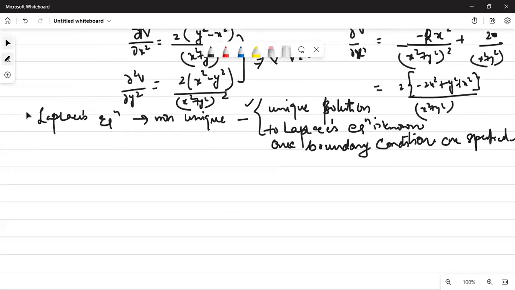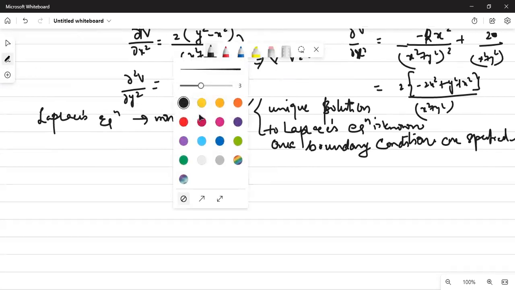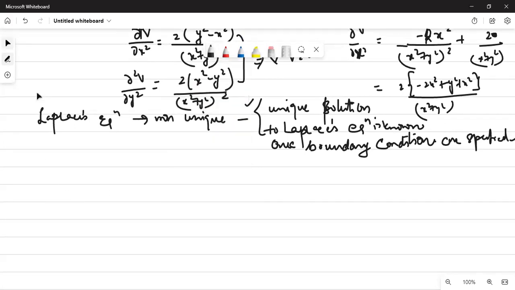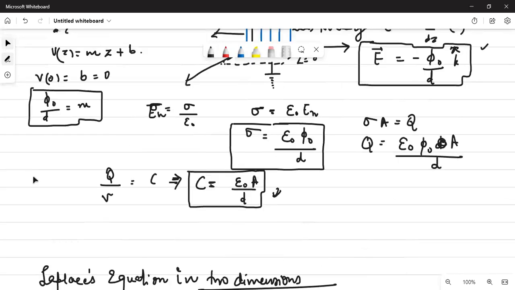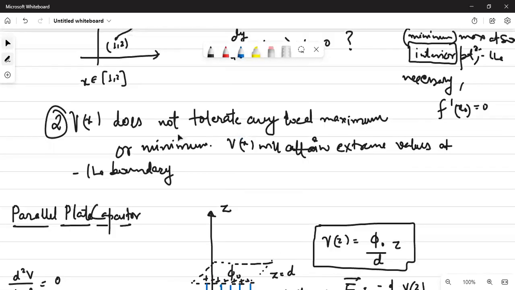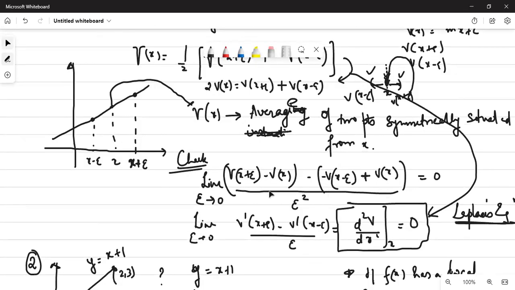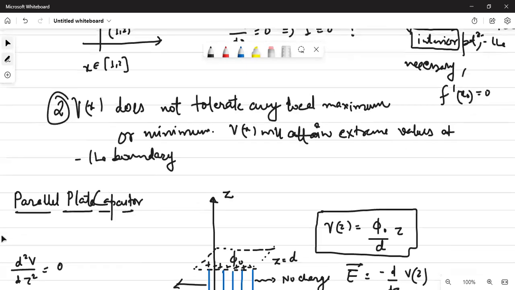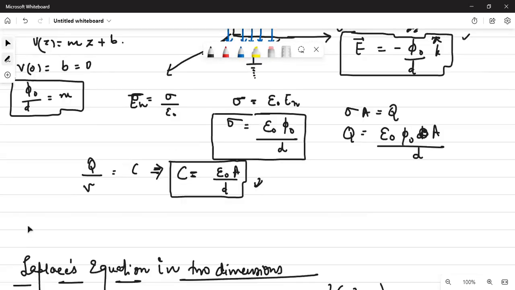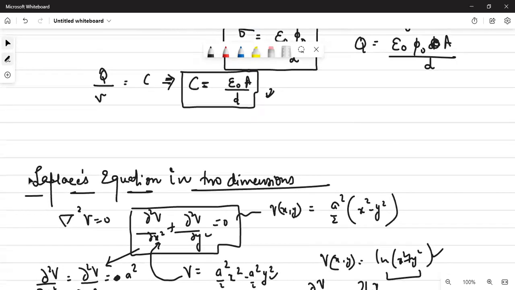Let us draw our attention to one of the analogous results, quite analogous to the one that we've written for one dimension. In one dimension we wrote that the potential at a point x can be written as an average of the potential at points similarly situated, almost symmetrically situated from that particular point x. Here too we will see the adherence to this result, but slightly differently.